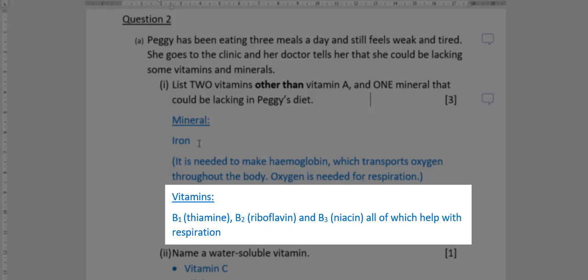Okay? The vitamins, you have to name 2 vitamins. I provided 3 here.